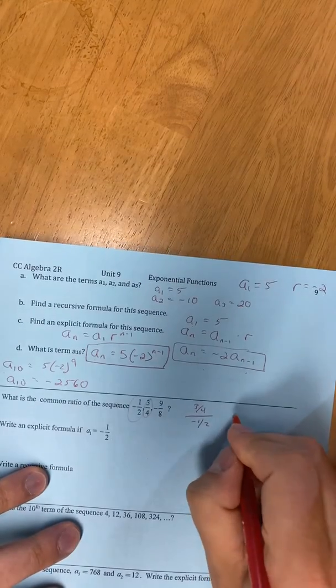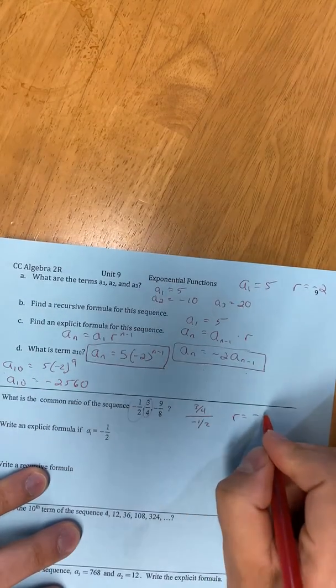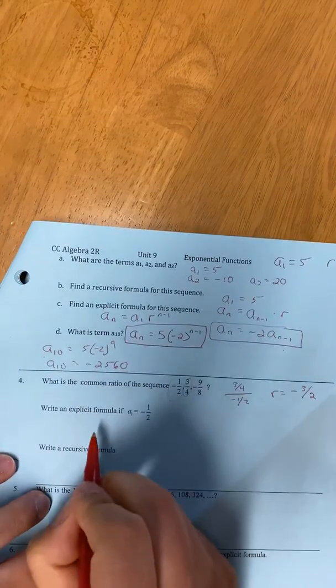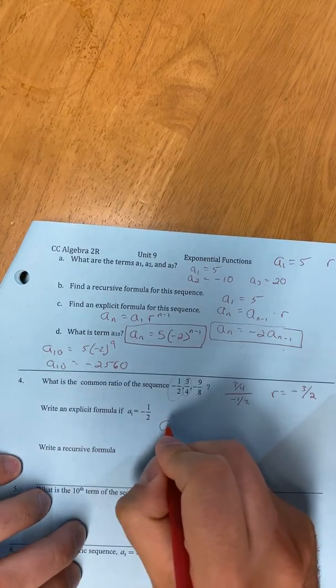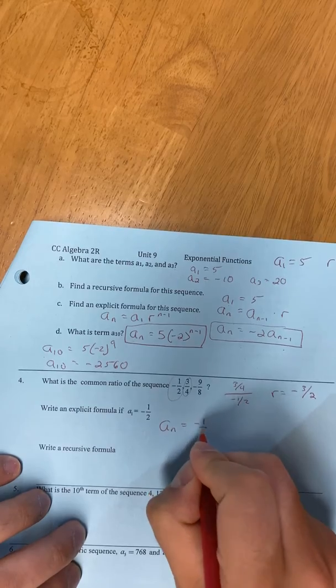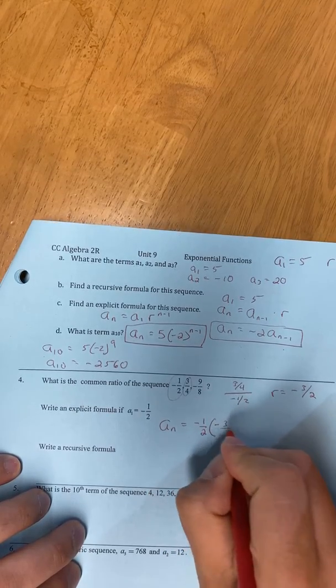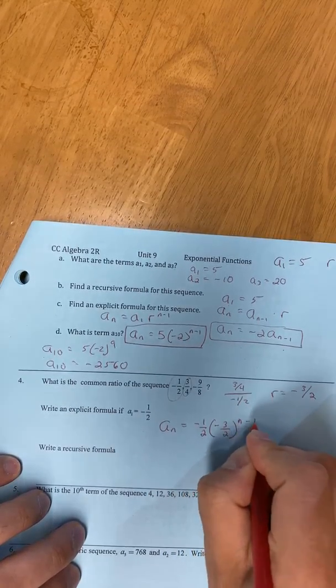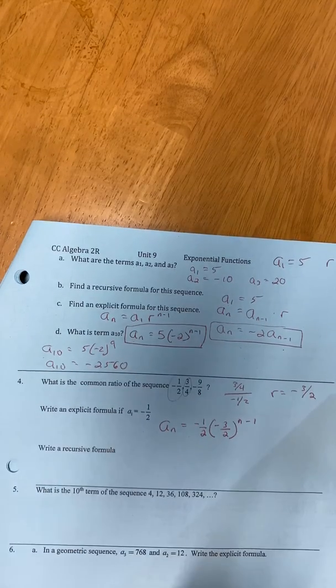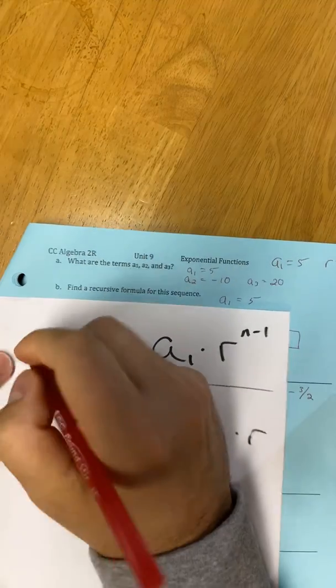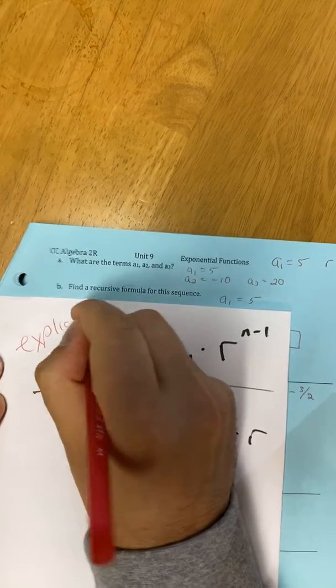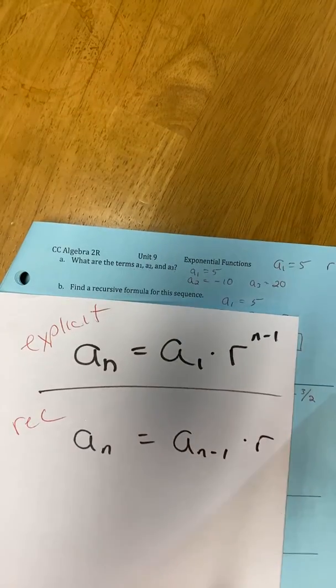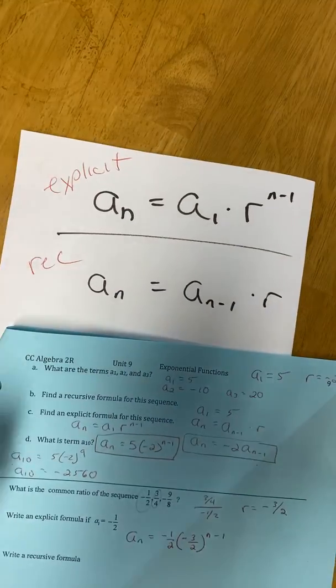And r is -1.5 or -3/2. An explicit formula, so that's an is a1 times r to the n minus 1. Okay, so we're plugging that into the explicit formula. And maybe it might help if you write the formulas on a piece of paper, sort of like what I have, and you just keep it over here somewhere, and this way you always know what the formulas are.